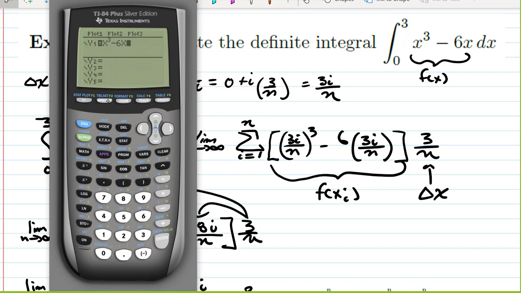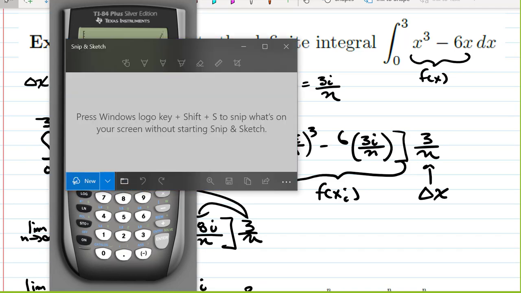So let's go ahead and pick our window. We're going to make our x min 0, and let's make our x max equal to 3. And when we graph, we get a picture that looks something like this.